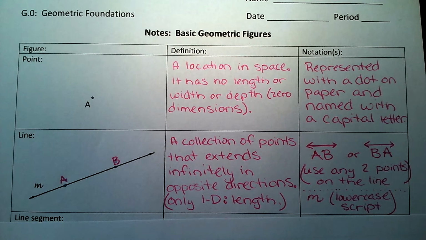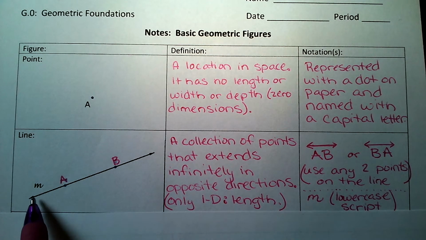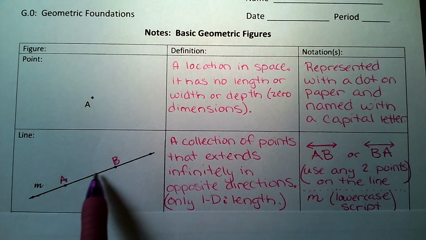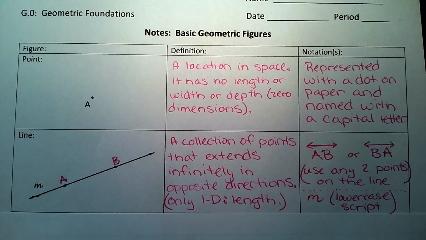Our next figure we're going to talk about is a line. A line is a collection of points that are all strung together, and they extend infinitely in opposite directions. That's what makes them straight. So just think of this as a whole bunch of points all clustered together in a straight path. That's a line. A line only has that one dimension. It only has length to it. It has no thickness and it has no width.